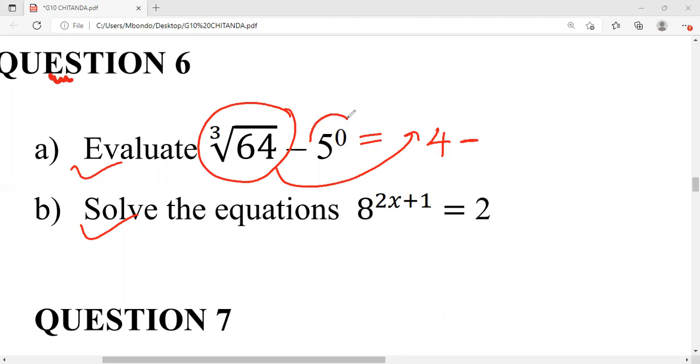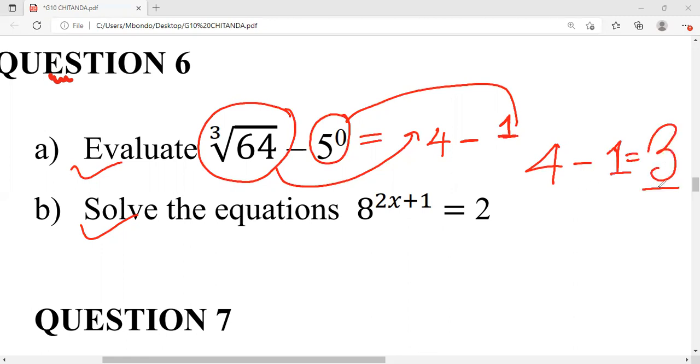Then 5 raised to the power 0, what does it give us? It is going to give us 1, right? This is going to be 1 here, all right? So it's like we have 4 minus 1. What are we going to end up with as our answer? The answer is going to be 3, not negative 3, but positive 3. I hope that is very clear.